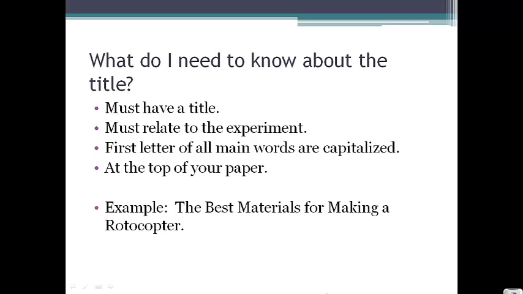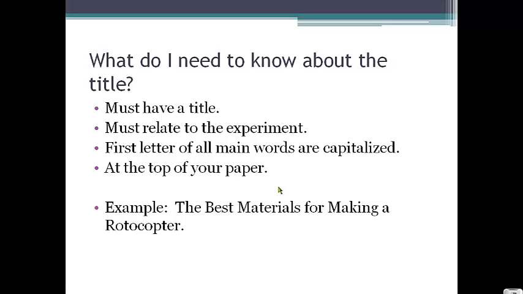So at the bottom of each section, you'll see the example, and the example is based on that experiment. When you turn in your lab report, guys, of course, you're going to write yours about whatever experiment you're doing. Okay, the rotocopter experiment is just an example, so you can kind of see how it looks.